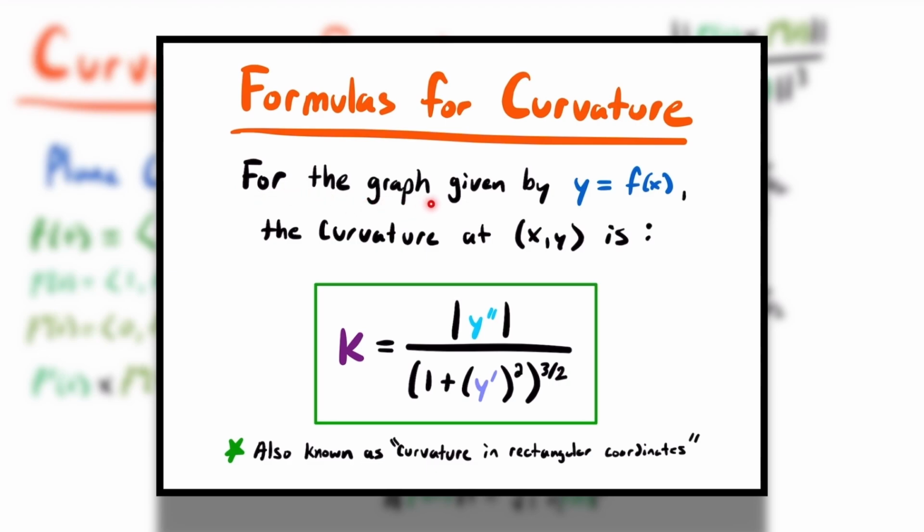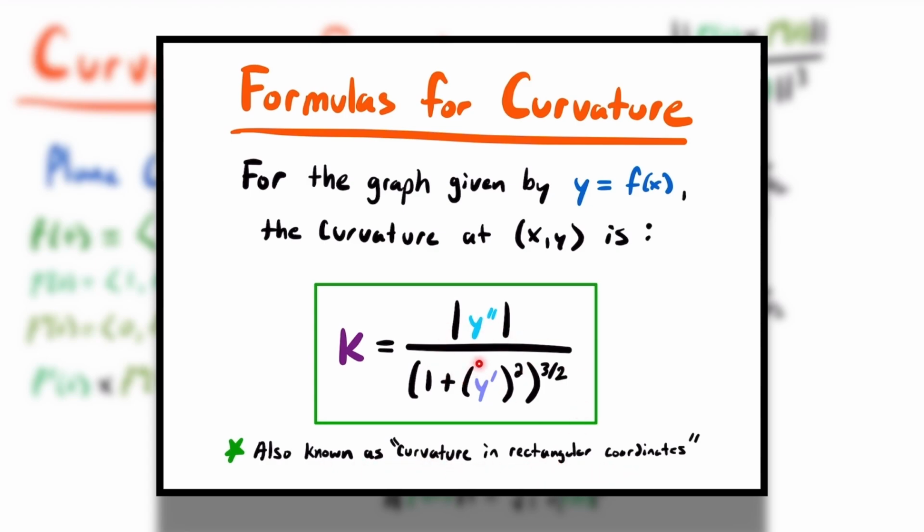So for the graph given by y equals f of x, the curvature at a point x comma y is represented by this formula. The curvature k is equal to the magnitude of y double prime divided by the quantity 1 plus y prime squared to the power of 3/2. And sometimes you will see this formula referred to as curvature in rectangular coordinates, okay?